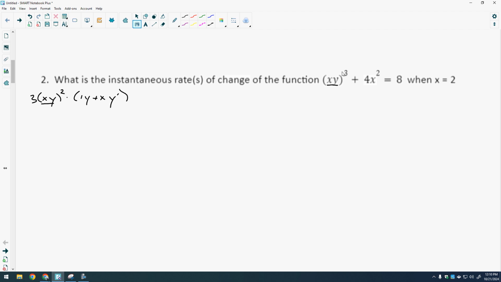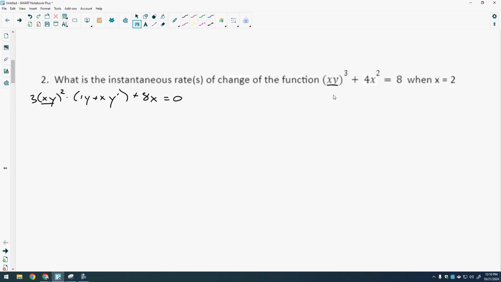Chain rule, derivative of the outside function, 3 comes in front, decrease that by 1 gives me that expression. Multiply by the derivative of the inside function gives me this expression. Okay, continuing on down, the derivative of 4x squared with respect to x is 8x, and the derivative of 8 is 0. I would plug in 2 right now for x, and I need y.